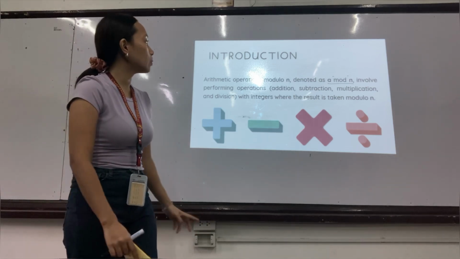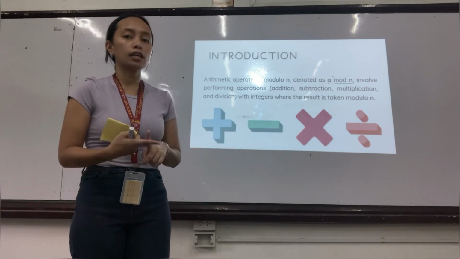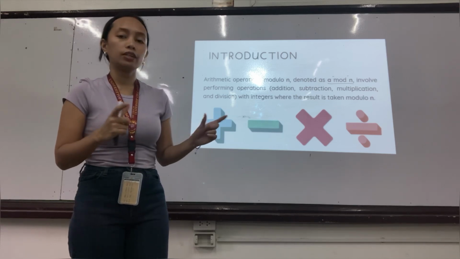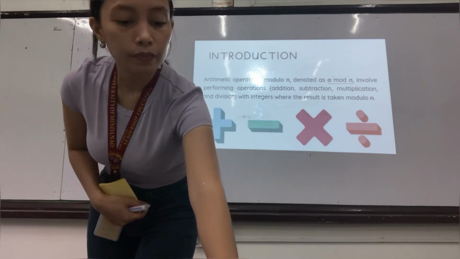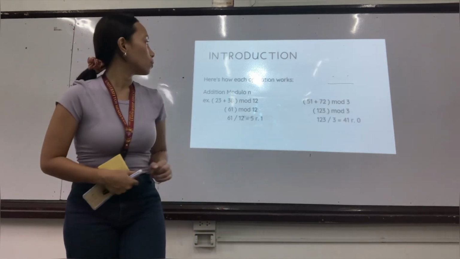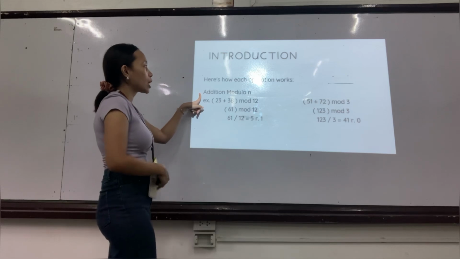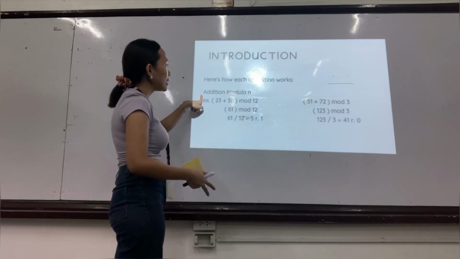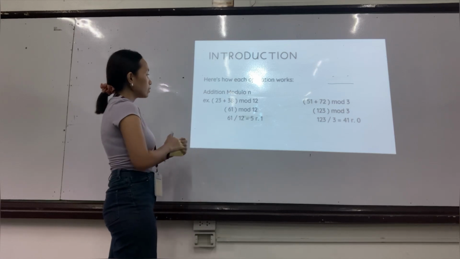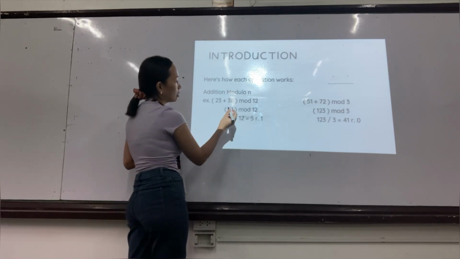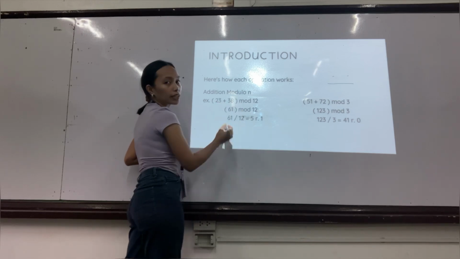So when we solve for modulo n, all you have to do is first solve for the given using the operations. In the case of addition, we are going to see how each operation works. So let's start with the addition. We have here the given numbers 23 and 38. We just have to perform the operation.